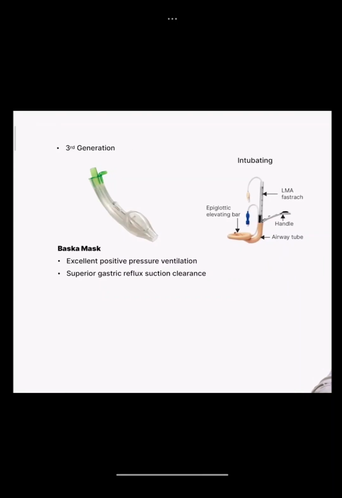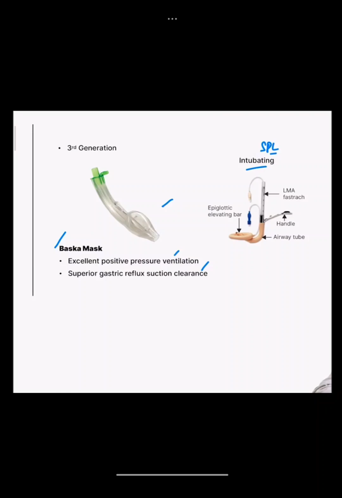Then there is third generation LMA. In third generation, there is Buska's mask. Intubating LMA is a special type of LMA. It is not under third generation. It is a special type of LMA through which, after putting in the LMA, you can easily introduce the endotracheal tube through the other port. So third generation Buska's mask is excellent for positive pressure ventilation and superior gastric reflux, that is, suction clearance. For that also it is best.